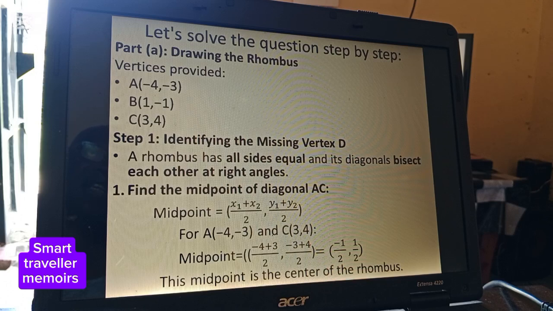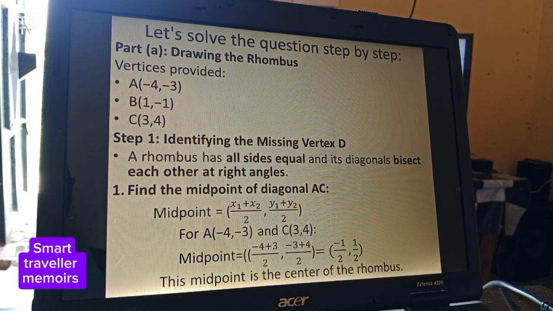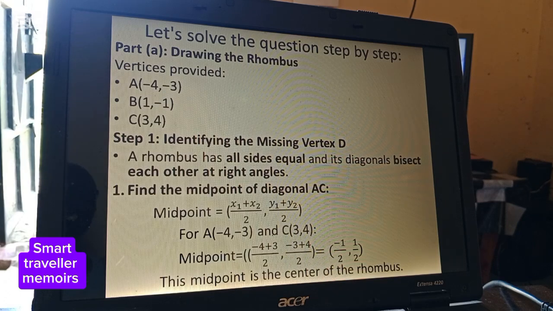A rhombus has all sides equal, and its diagonals bisect each other at right angles, meaning they make an angle of 90 degrees. Find the midpoint of the diagonal AC. That is the first trick.